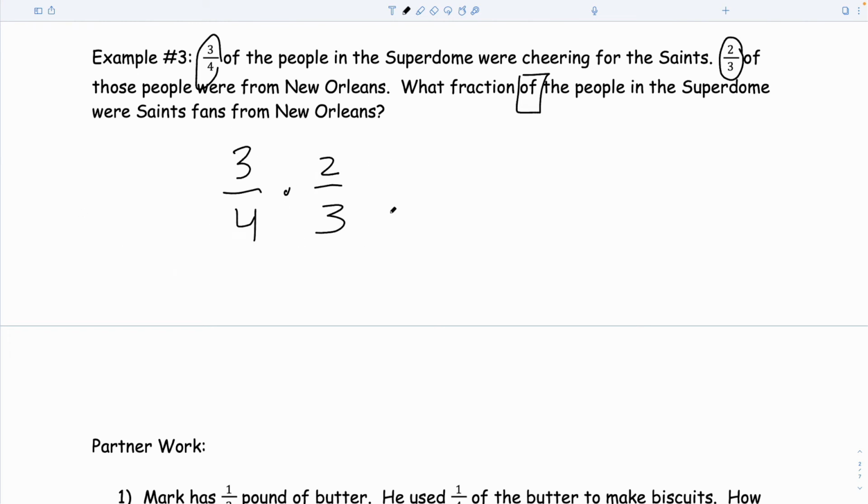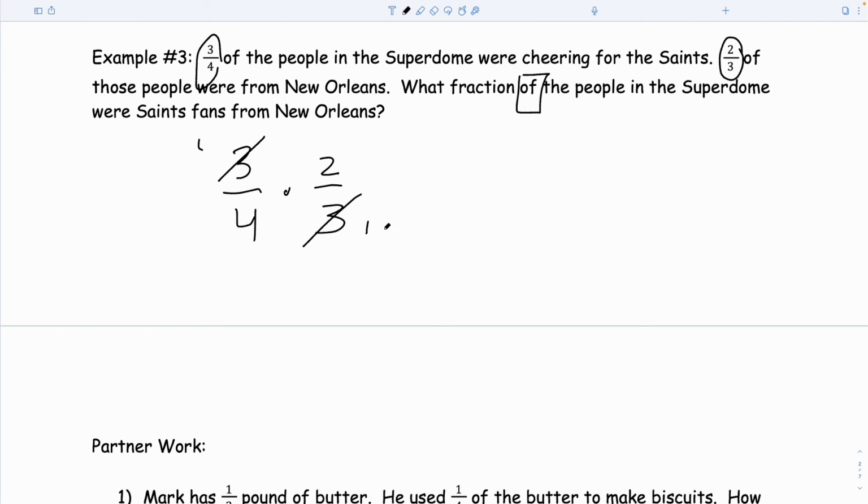Before I multiply across, I'm going to do one thing. I always ask myself when I multiply fractions, can I cross cancel? Thumb up if I can, thumb down if I can't. Can I cross cancel a 4 with a 2 or a 3 with a 3? Where do you want to start? Sure, 3 goes into 3 one time, 3 goes into 3 one time.